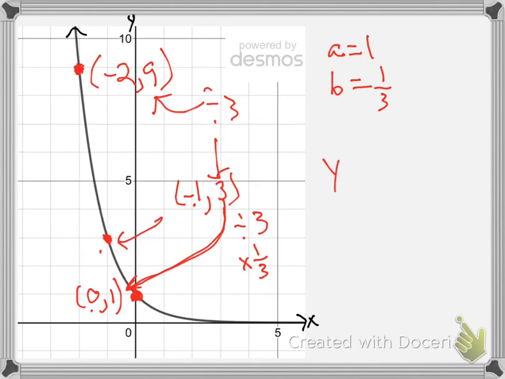So our equation then will be y equals 1 times 1/3 to the x power, but we would drop the 1 just because multiplying by 1 isn't going to change anything. So we'll have y equals 1/3 to the x power, okay?